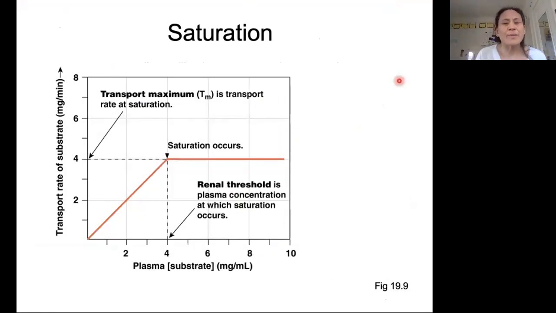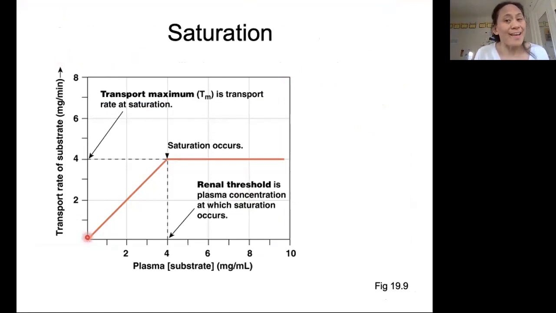Okay, so we just talked about some mechanisms by which we can reabsorb molecules into our bloodstream from the tubule lumen. But what I'd like to point out now is that that process can reach a saturation point. So that's what's illustrated here in this graph.